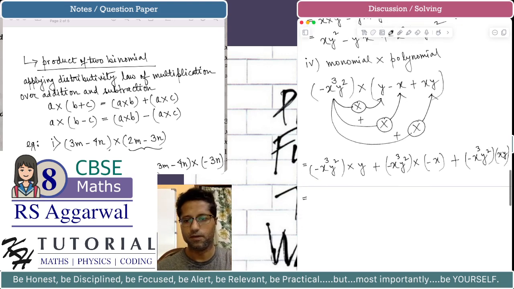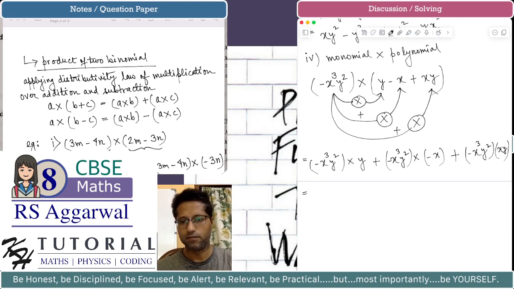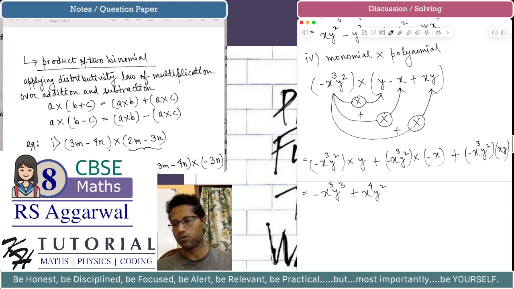So I will now straight away write the results. This will be minus x cube y cube. For the second product, minus minus will cancel out, so this will be x to the power 4 y square. And the third term, since the numerical coefficient of the monomial is minus 1, will be minus x to the power 4 y cube. This is the result.